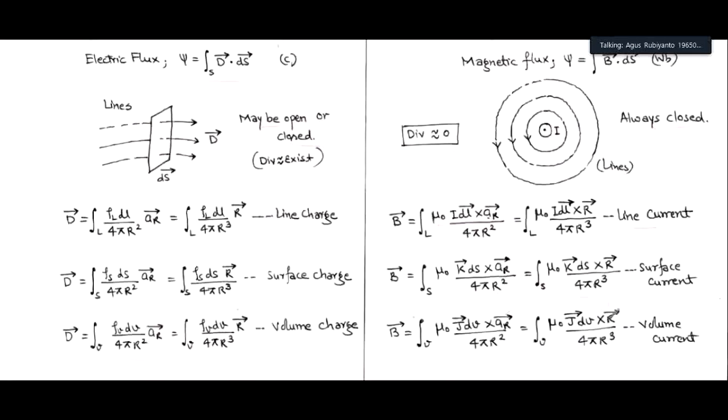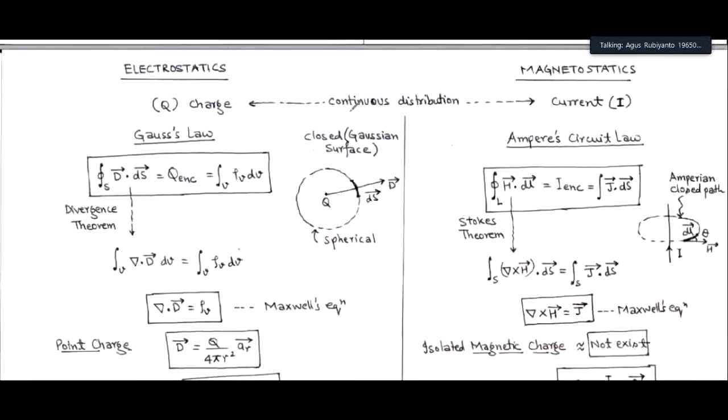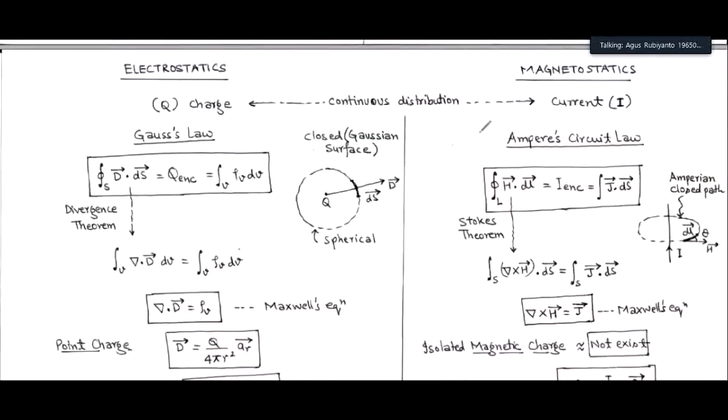Next difference is based upon a continuous distribution. In case of electrostatics, there is a continuous charge distribution, that is Q, and in case of magnetostatics, there is a continuous current distribution, that is capital I. So for this, in electrostatics, Gauss's law is used, and in magnetostatics, Ampere's circuit law is used. So first we talk about Gauss's law for electrostatics.